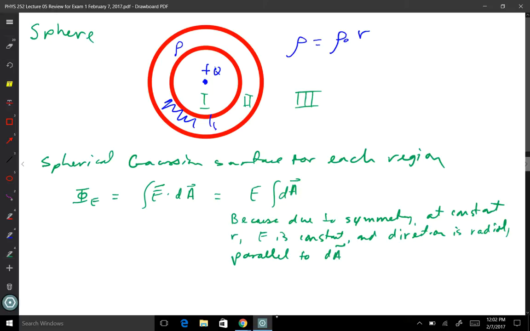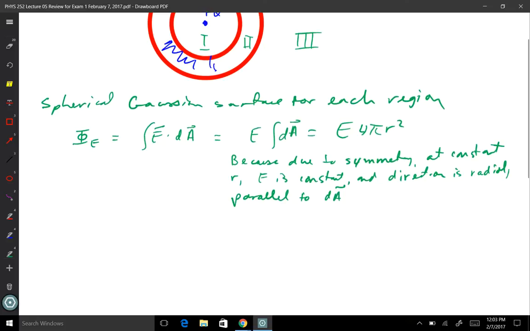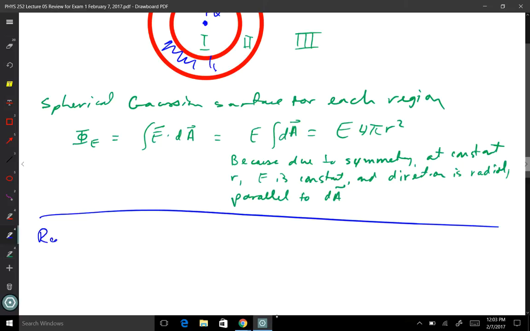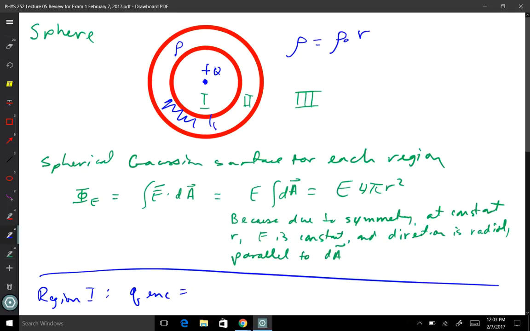And so then the final step, that's equal to E times the area, which is 4 pi r squared. And notice I have to put in the 4 pi r squared here because I'm not going to have that same area on the other side of my calculation. So then I have to go to, for each region, region 1, charge enclosed equals. So region 1, I'm enclosing that one single charge. So what's the charge enclosed? Yeah, plus Q. No calculus there.